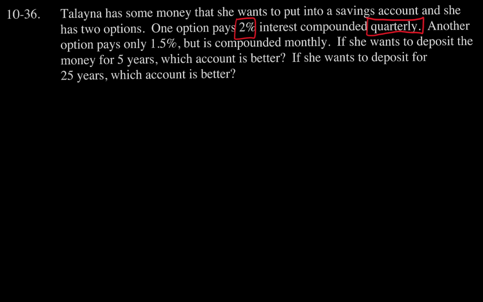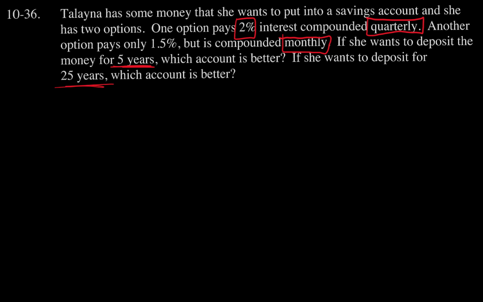Another option only pays 1.5%, but it is compounded monthly. If she wants to deposit the money for 5 years, which account is better? If she wants to deposit it for 25 years, which account is better?